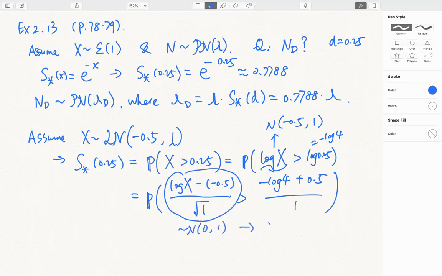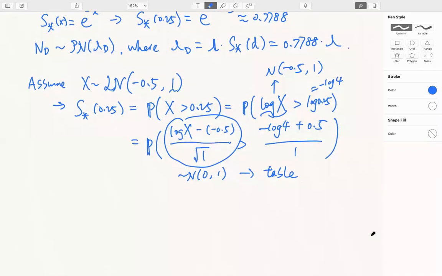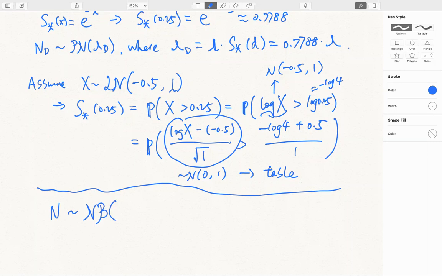So you have the table. Well, at least you can use R or MATLAB or Maple, Mathematica. Any software will be able to quickly give you this result. The textbook also asks you something different. Still X will be either exponential or a log normal, but now your N is not Poisson. Poisson is always easy. Now what you have is negative binomial with r and theta.